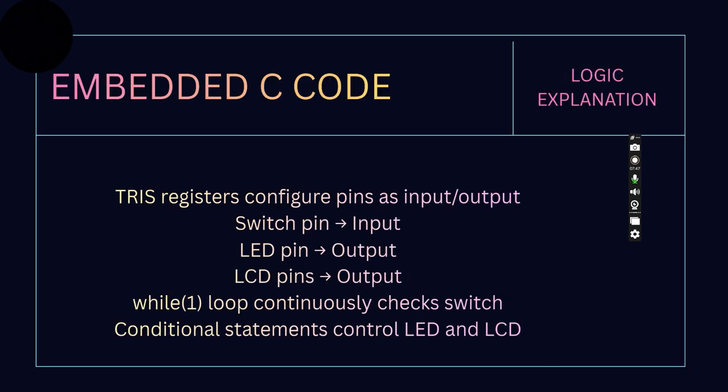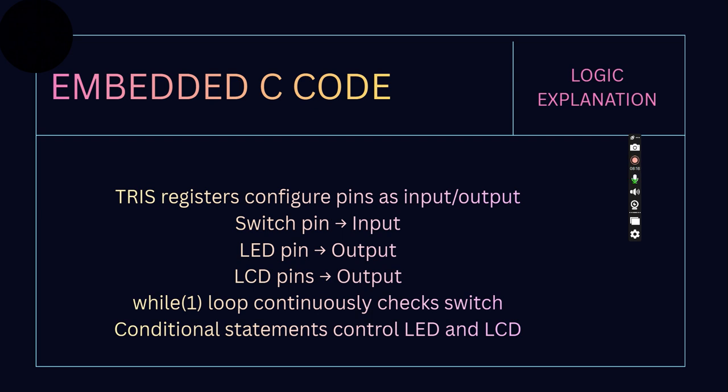In this slide, we will discuss the embedded C code. In this embedded C code, TRIS register configuration is involved. TRIS registers define whether a pin is input or output. The switch pin acts as input: TRISx equals 1 makes it an input. The LED pin acts as output: TRISx equals 0. LCD pins also act as outputs. In these LCD pins, RS, EN, and D4 to D7 pins are set as outputs.